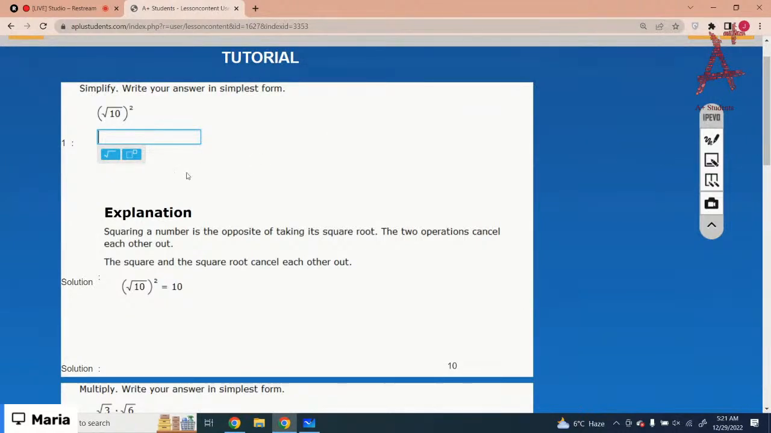You have square root 10 square. Got it? So basically, squaring a number is opposite of taking its square root. The two operations cancel out each other. We know that square and square root are opposite to each other, so they cancel out each other. So the square and square root got cancelled out and you are left with 10. Got it?